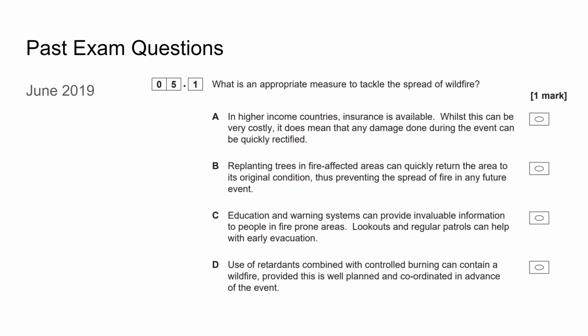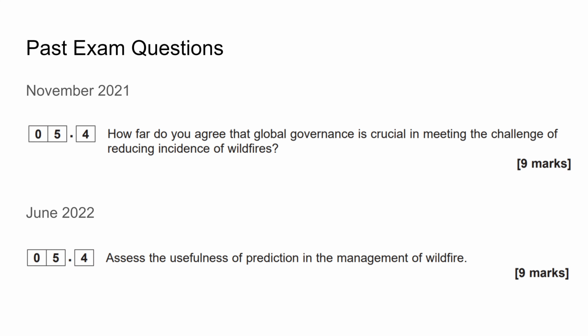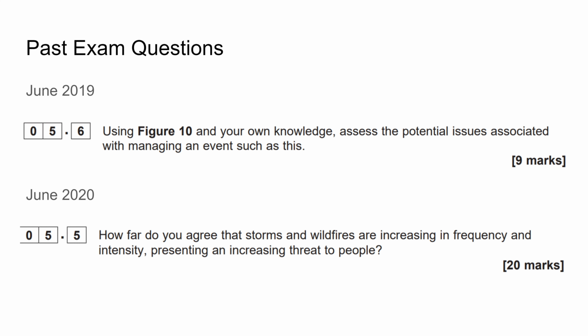Okay, so that was it. Here I have some past exam questions. Here's a 1 marker. Here are some 9 markers. There are a lot of questions actually on wildfires, surprisingly, so there you go. And there's another 9 marker and a 20 marker, and Figure 10 is here.